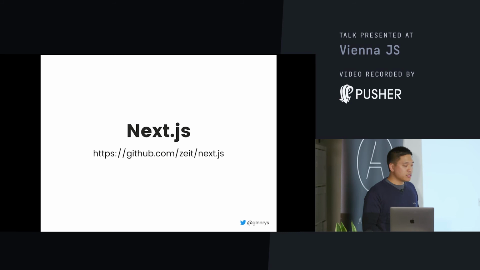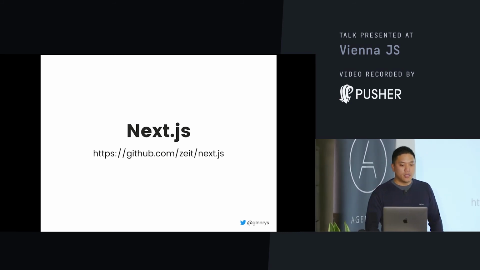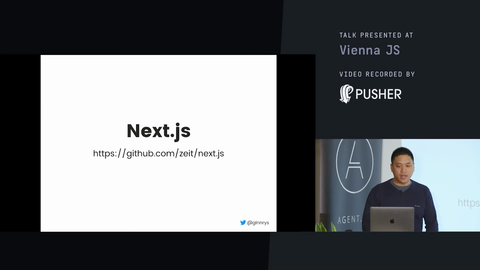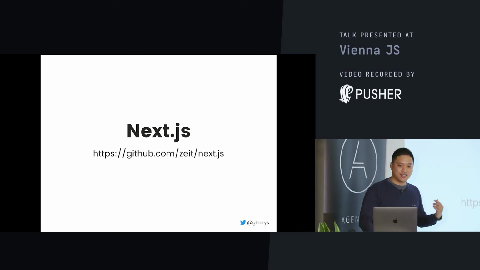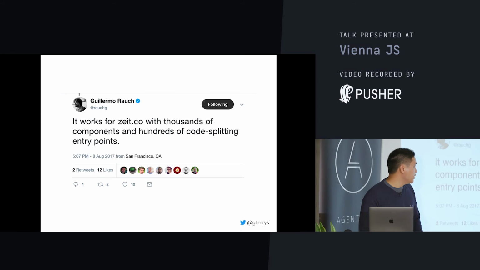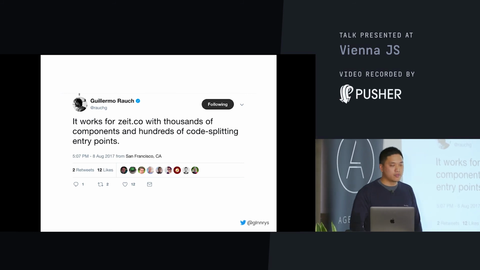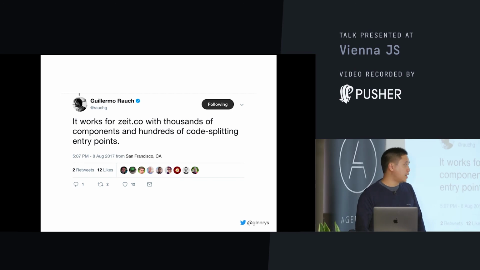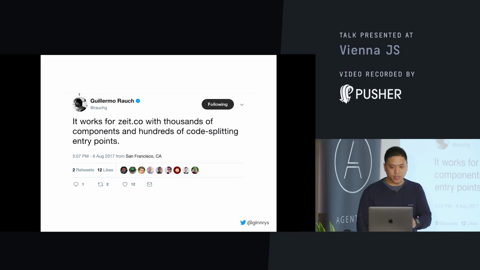And also there's Next.js, which has code splitting and dynamic imports out of the box. It has a very minimalistic API and renders your app completely on the server too. And I guess zeit.co uses it, right? So yeah, check this out. Guillaume Rauch, author of Next.js, mentioned that zeit.co is built with it and uses hundreds of code splitting entry points. With this, they have reduced boot up time from 1,000 milliseconds down to 200 milliseconds, which is pretty awesome.